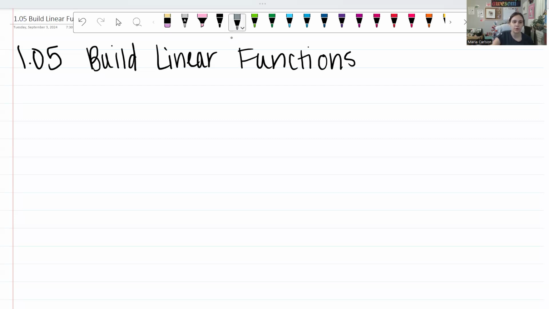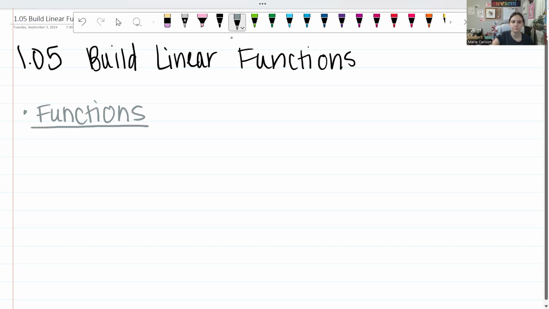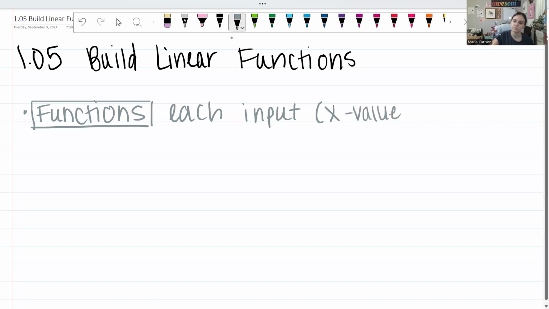So to start off, I want to review that functions have inputs and outputs. And each input, or x value, has only one output, or y value.